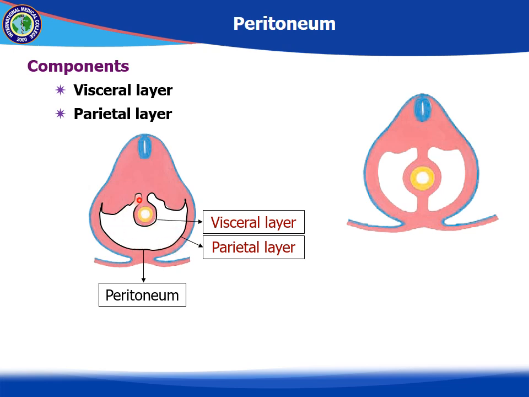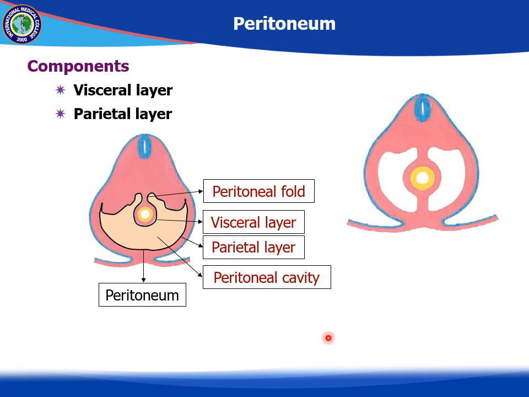This is continuous by a fold. This is the peritoneal fold. So the peritoneum now has three components. Covering the wall is the parietal layer, covering the viscera is the visceral layer, and in between, this is lining the folds. It's connecting the viscera to the wall. This is the cavity, and this is now known as the peritoneal cavity.